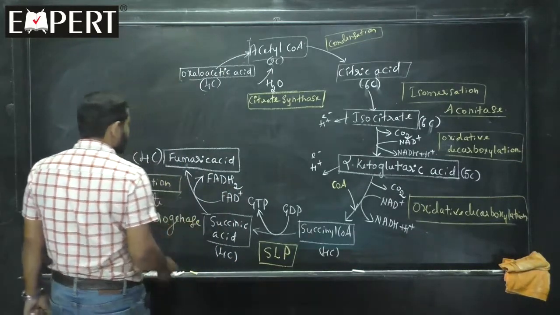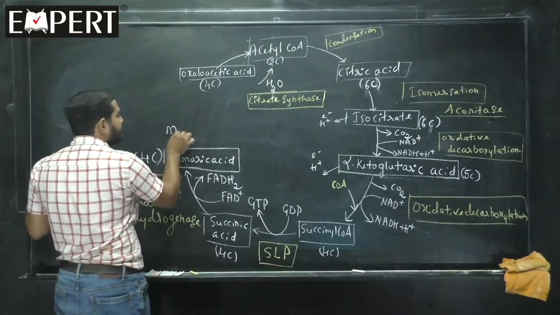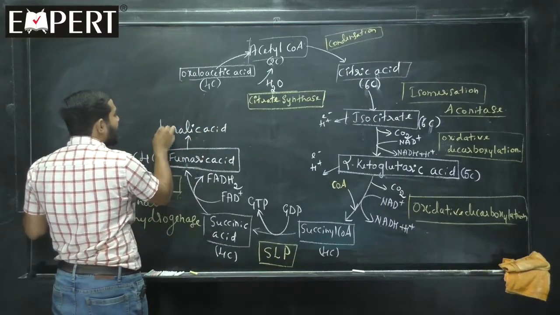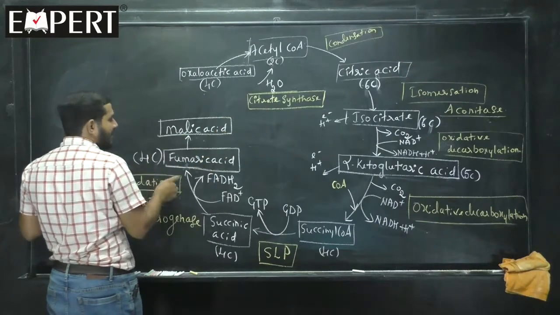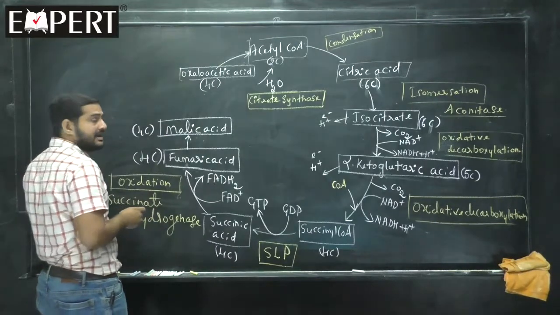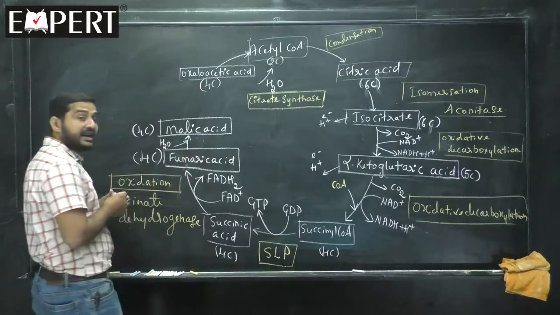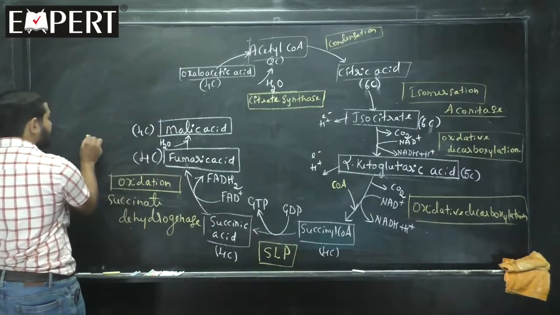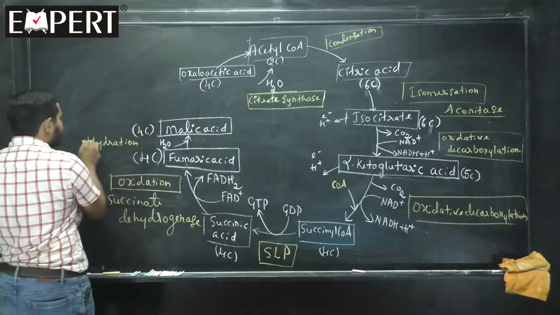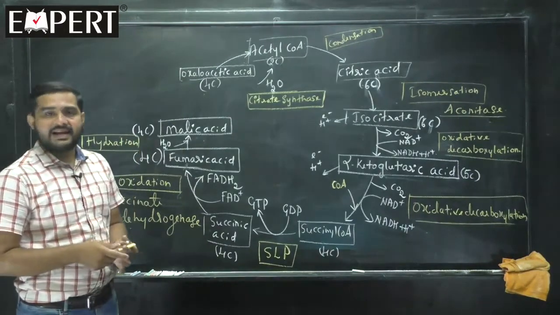Fumaric acid is formed. The fumaric acid is going to become now the malic acid. The malic acid has how many carbons? Tell me. 4 carbon. Malic acid, 4 carbon. And what kind of reaction? It is a hydration step. Water is added. It is a hydration step, not dehydration. Remember, fumaric acid becomes malic acid.